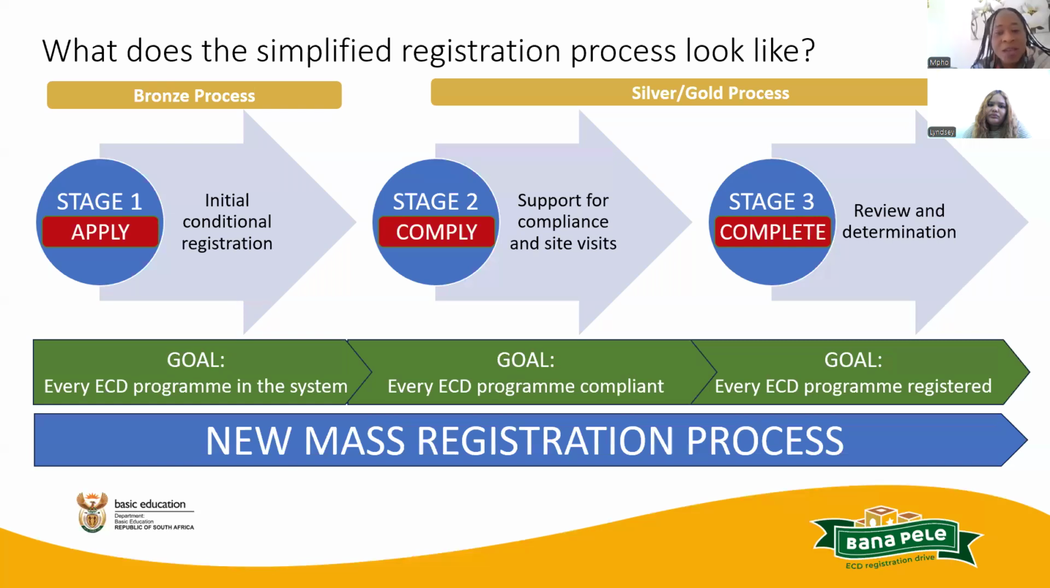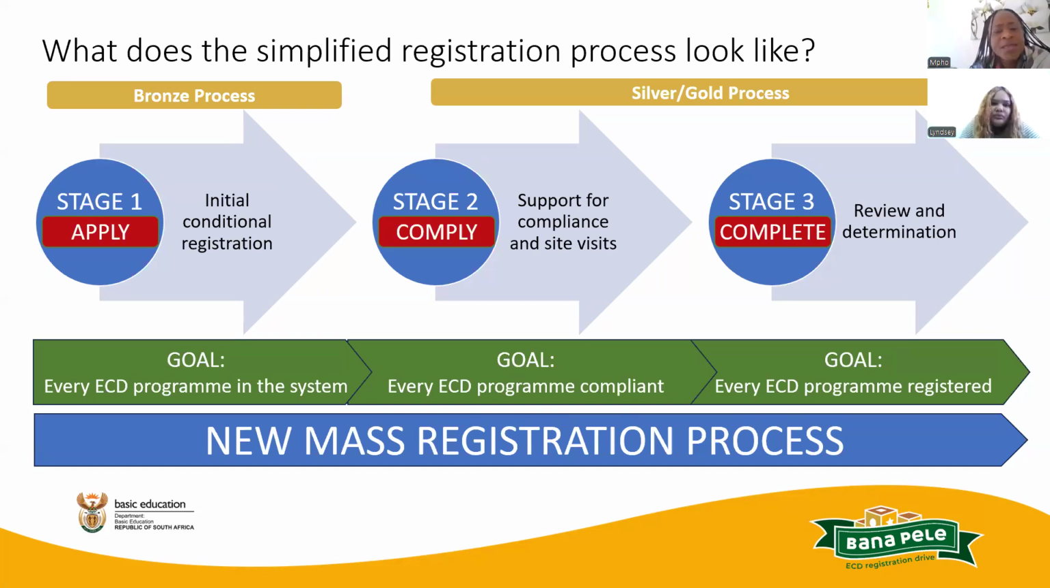So as soon as you have submitted the documents and filled in the application form, our provincial or district social worker will review the form and you'll be registered under conditional registration at the bronze level. That's where our ECD program will then receive the bronze level certificate. Then that's not the end. We move to the next stage.